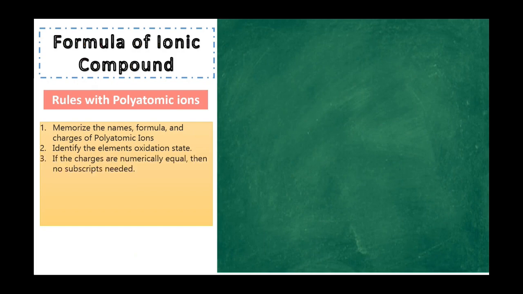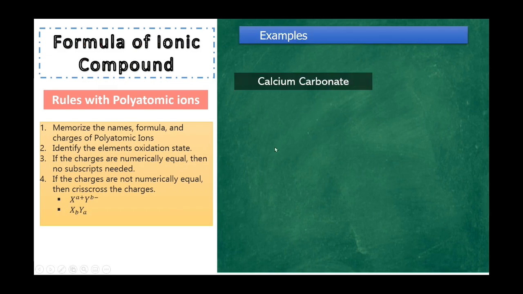If equal, you don't need to write a subscript. And if it is not equal, you have to crisscross, and then that's it. Let's have an example. We have calcium. What is the charge of calcium? Calcium is positive 2. Then we have the carbonate, CO3, at the back of the periodic table, if it is not at the front, okay? Carbonate.